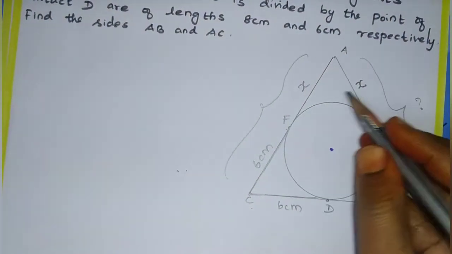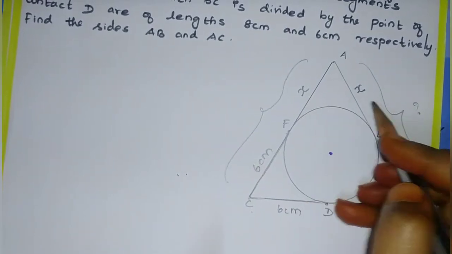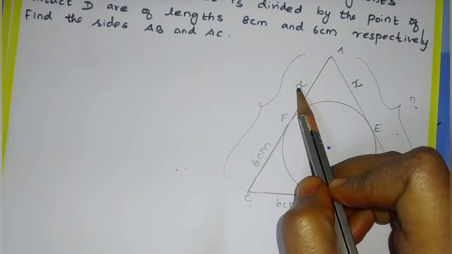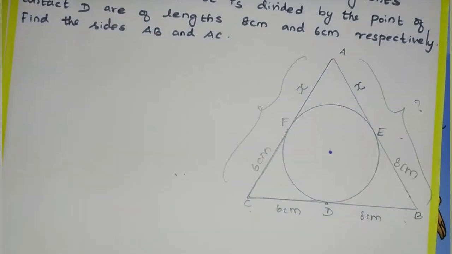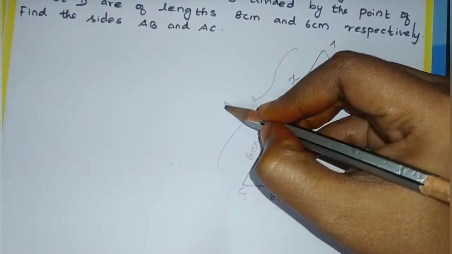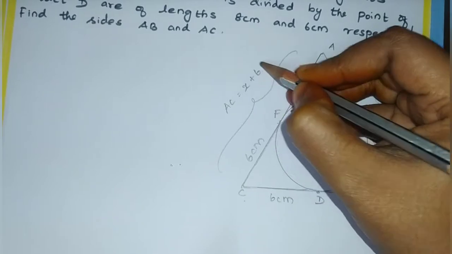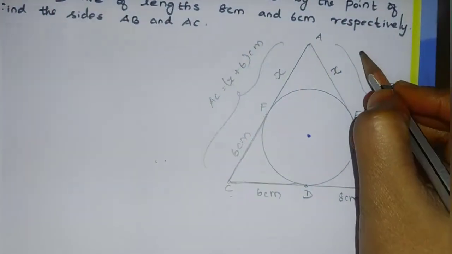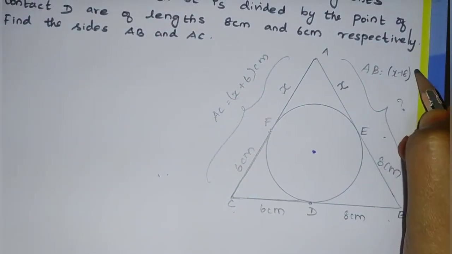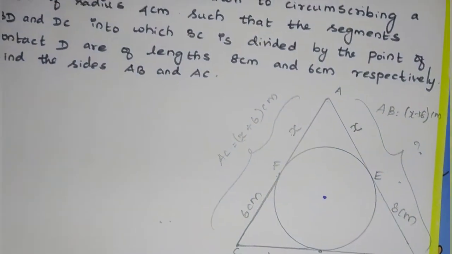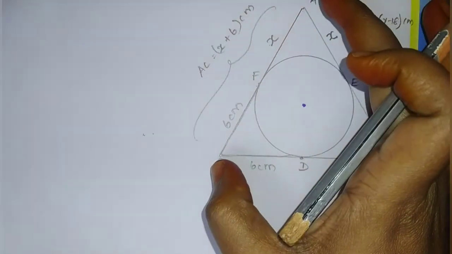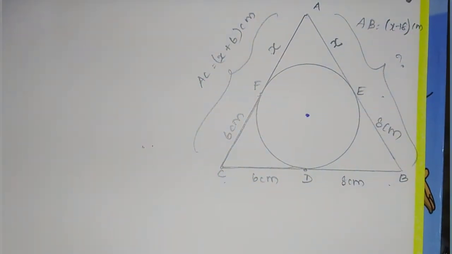Why? The lengths of the tangents are equal from the same external point. So if this one is x, this one is also x. Clear, children? So the whole length AC is equal to x plus 6 centimeter. And AB is equal to x plus 8 centimeter. Clear, children? So how can we find the sides AB and AC? Any guesses?